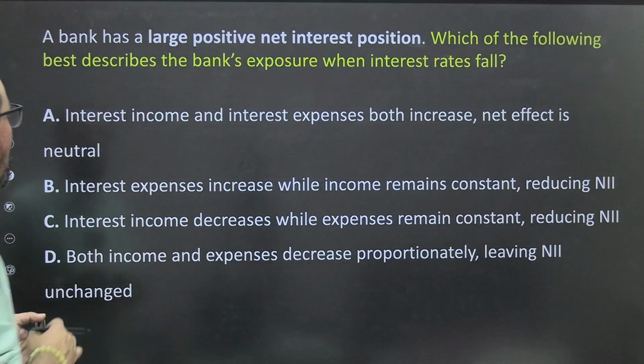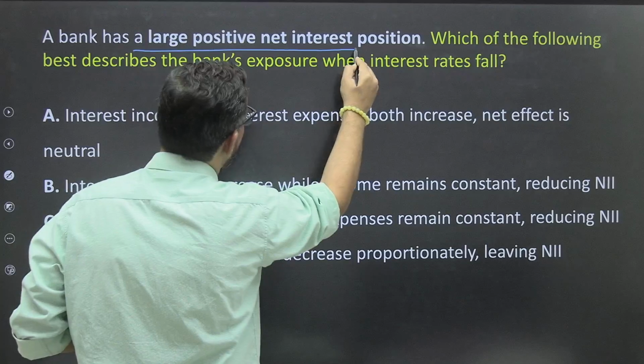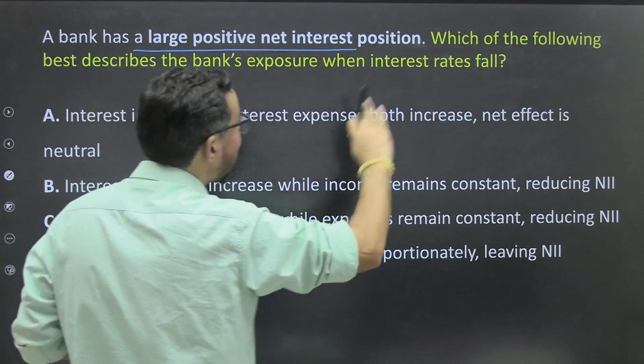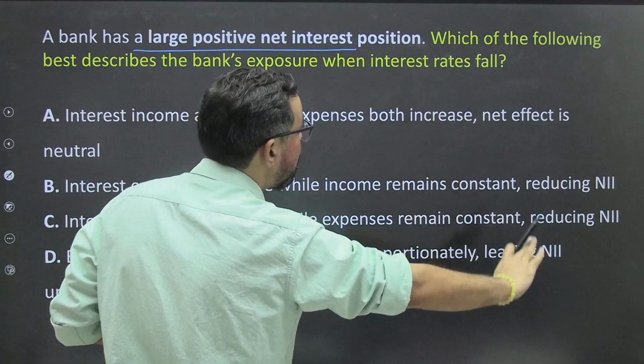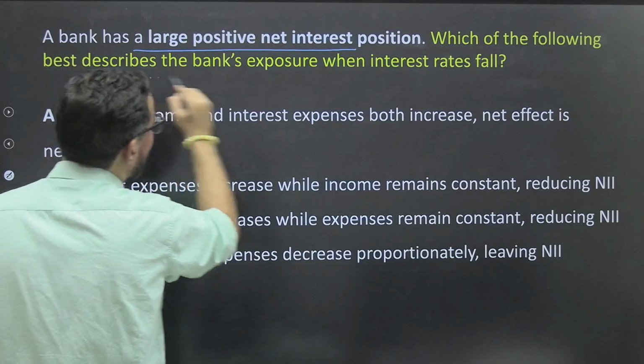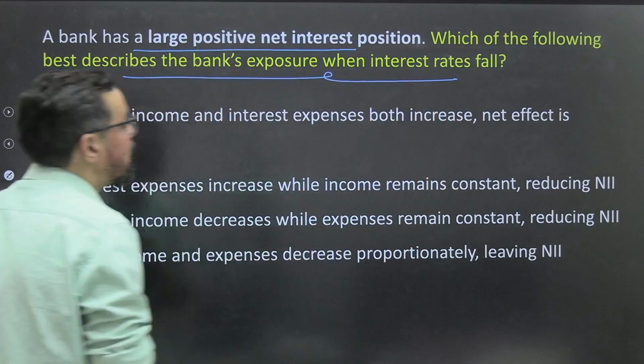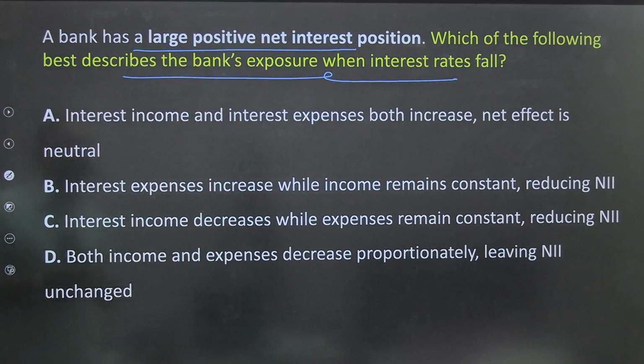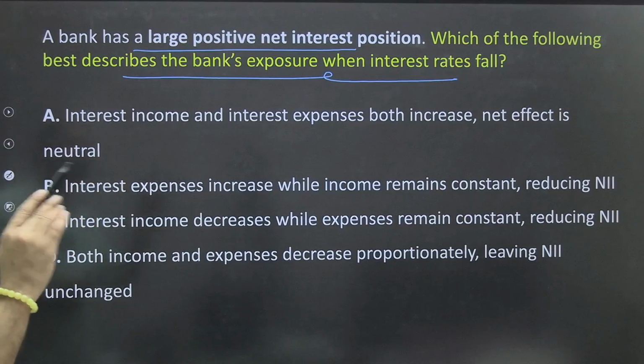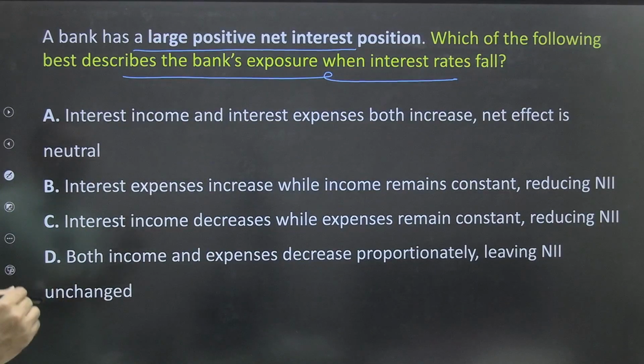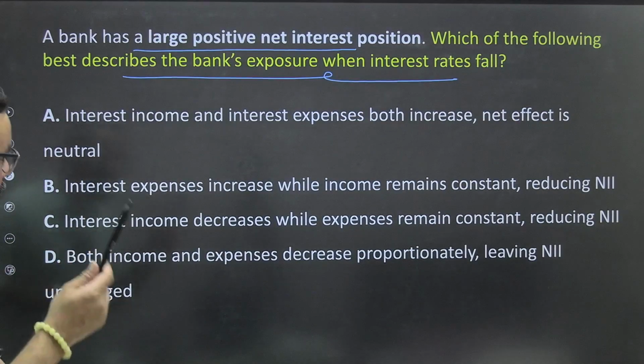Next one. Bank has large positive net interest position. Which of the following best describes the bank's exposure when interest rates fall? Interest income and interest expense both increase, net effect nil. Interest rate exposure increases while interest income remains the same.